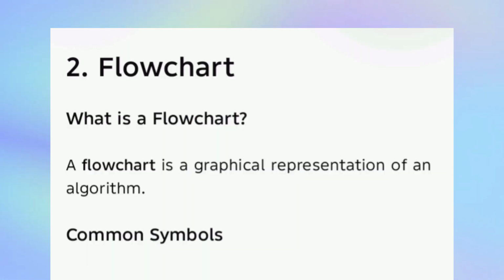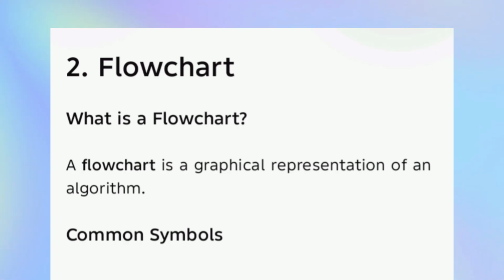Flowchart. The second one is a flowchart. What is a flowchart? A flowchart represents the flow of the execution in a graphical view. A flowchart is a graphical representation of an algorithm. Common symbols.